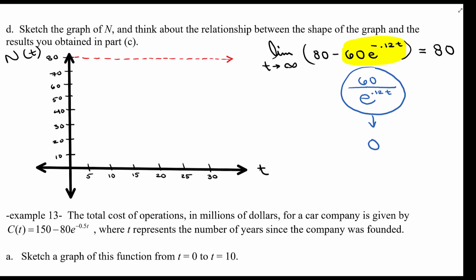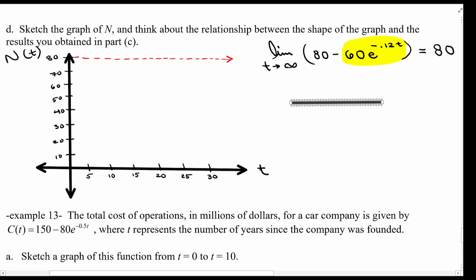I'm going to now draw a 2-column chart, or 2-column table, in order to come up with some ordered pairs. The first column is going to represent values of t, and my second column is going to represent values of n of t. Let's start off with t equal to 0, and then we'll do t equal to 10, and then we'll do t equal to 30.